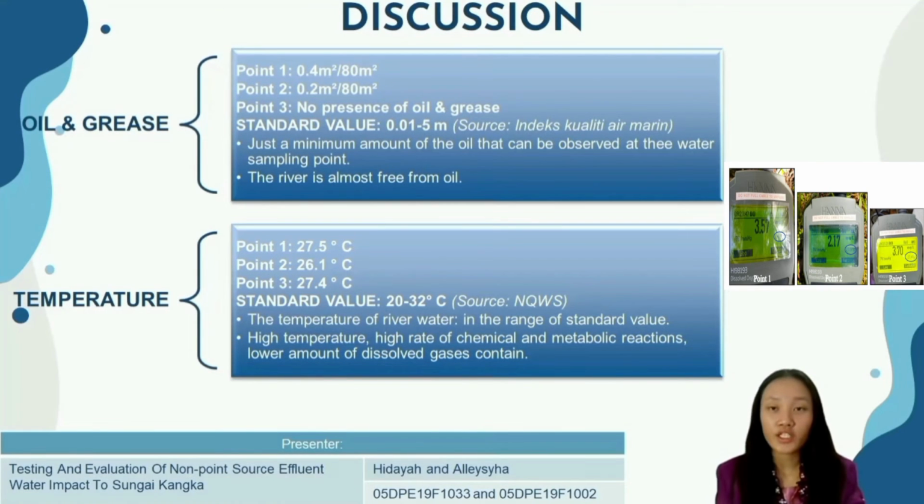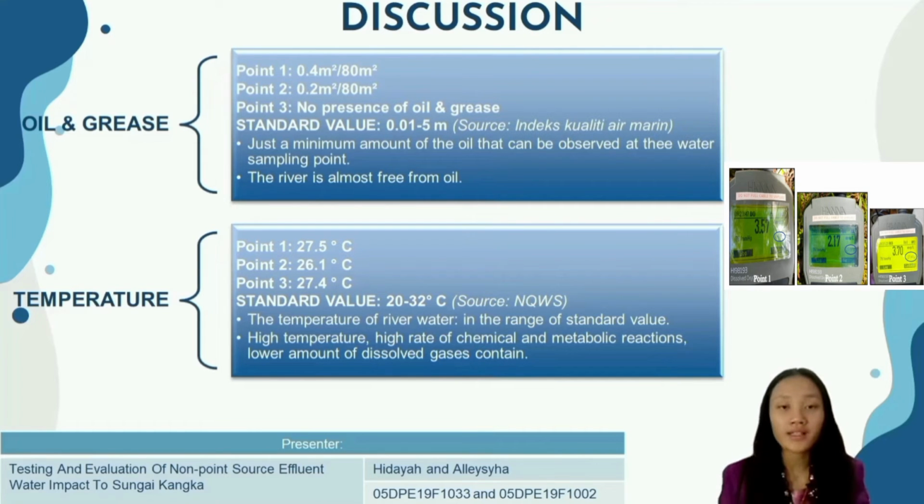Following that, water temperature is a physical attribute that indicates how hot or cold water is. As can be seen, the value of point 1 is somewhat greater than the values of the other 2 points. Additionally, the values of the findings remain within the accepted range. And this shows that there is no high rate of chemical and metabolic reaction, also a lower amount of dissolved gases content.